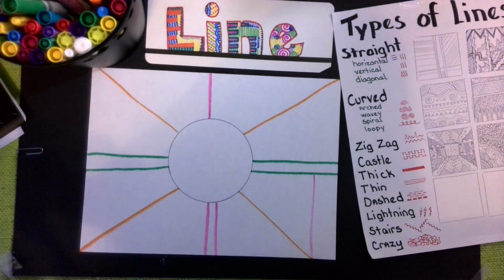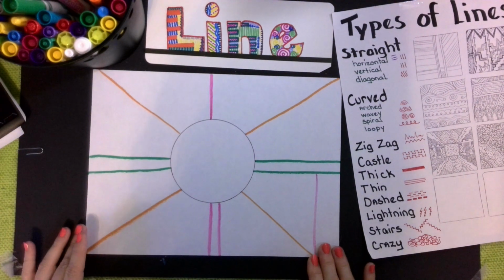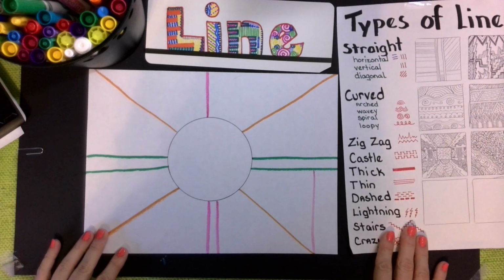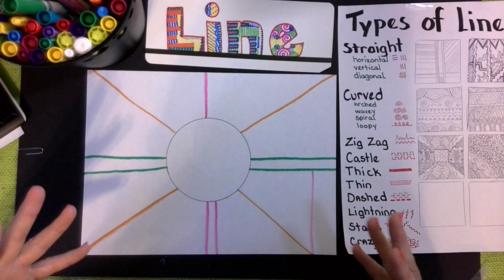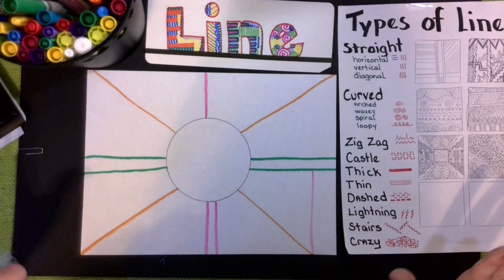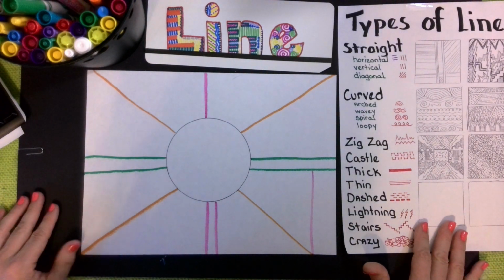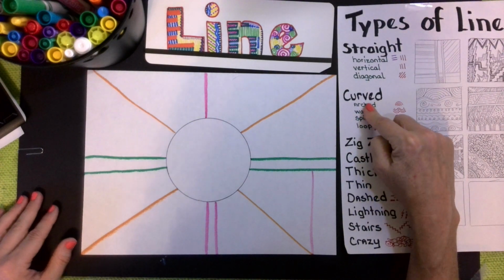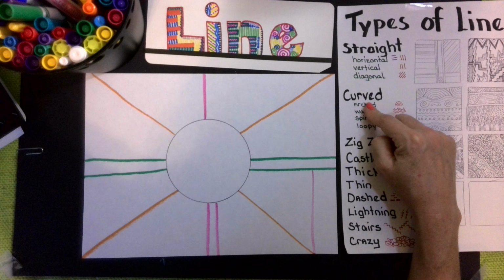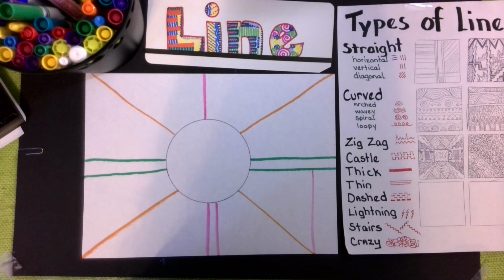And if I'm going too fast, always feel free to pause it. You have the freedom to rewind and do it again if you need to, if you want to see the whole thing before you start. All of that is in your power. All right, so we covered a lot of the straight lines. Let's go ahead and start doing some curved lines. All right. Get a new color.